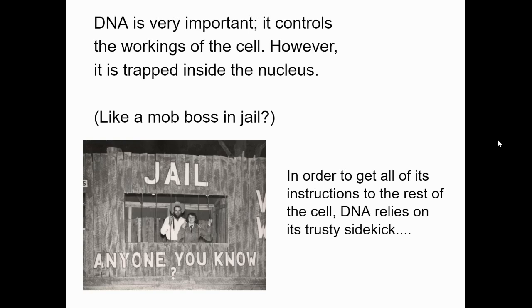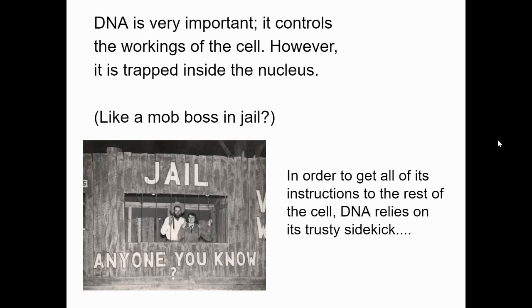Now, we know that it's going to control the workings of the cell. However, it's going to be trapped within the nucleus, right? That's the organelle that we house the DNA in. But how do we get those instructions to the rest of the cell? Because if you can recall, at the beginning of the school year, when we talked about organelles that we find within the cell, it's the ribosome that floats around in the cytoplasm and is attached to the endoplasmic reticulum where proteins are made. So how do we go from the DNA inside the nucleus that can't leave the nucleus to a ribosome located in the cytoplasm?